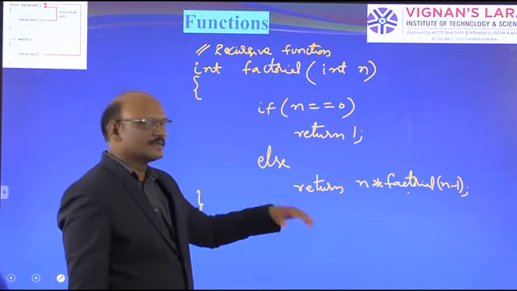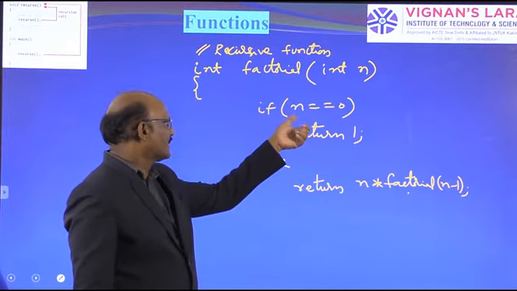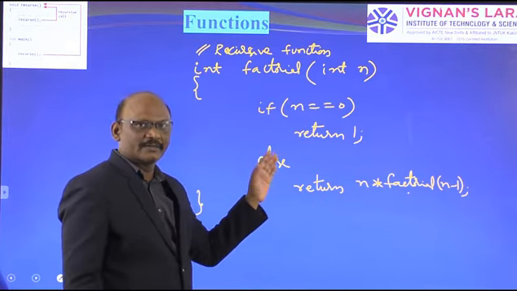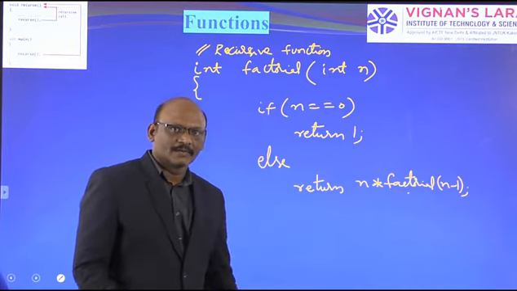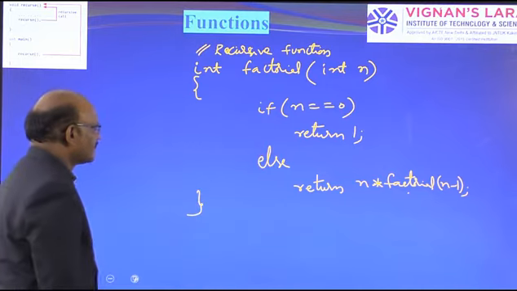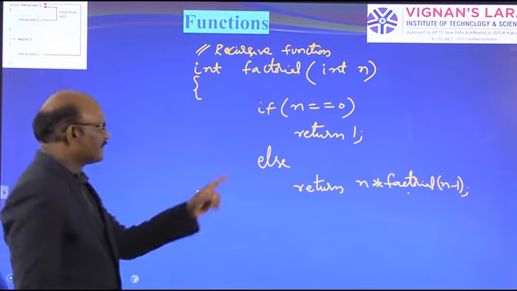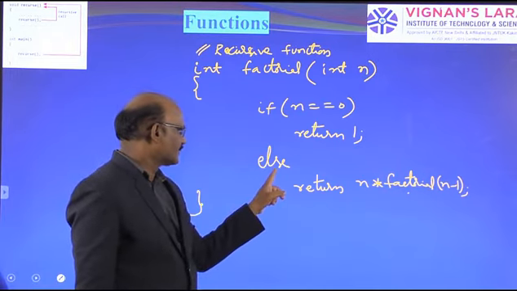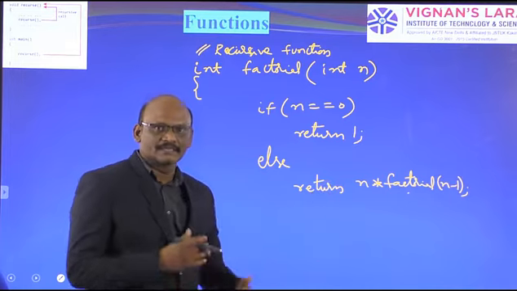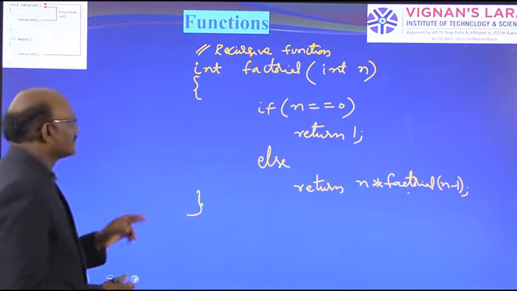General case will be repeatedly executed, whereas whenever the base case is executed, the function terminates. The function execution terminates whenever the base case is satisfied. So these are the two cases.